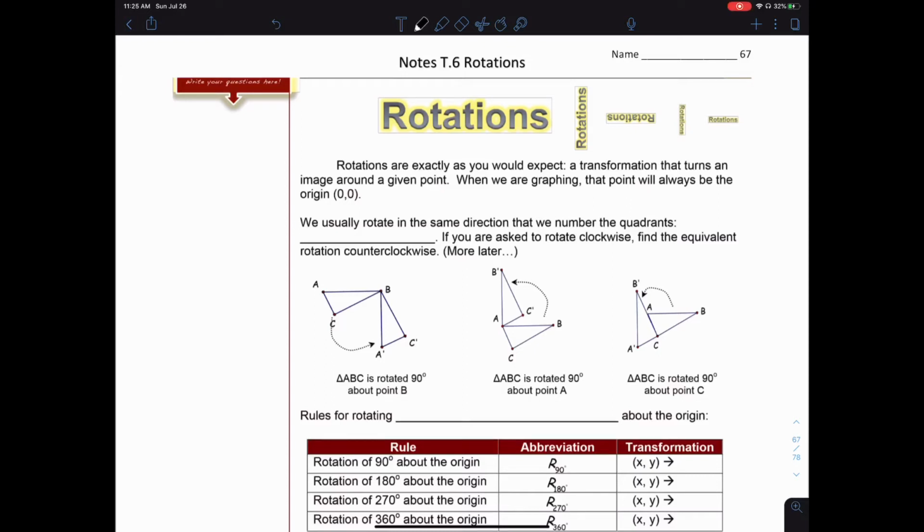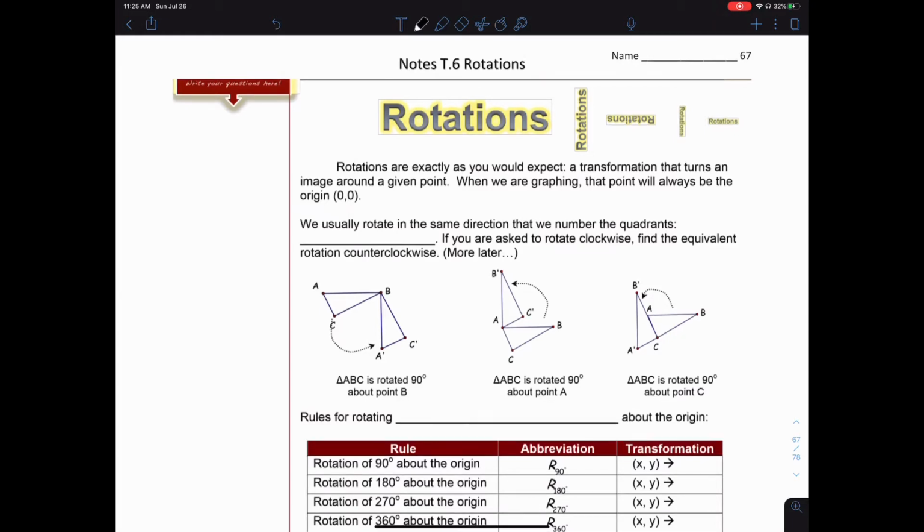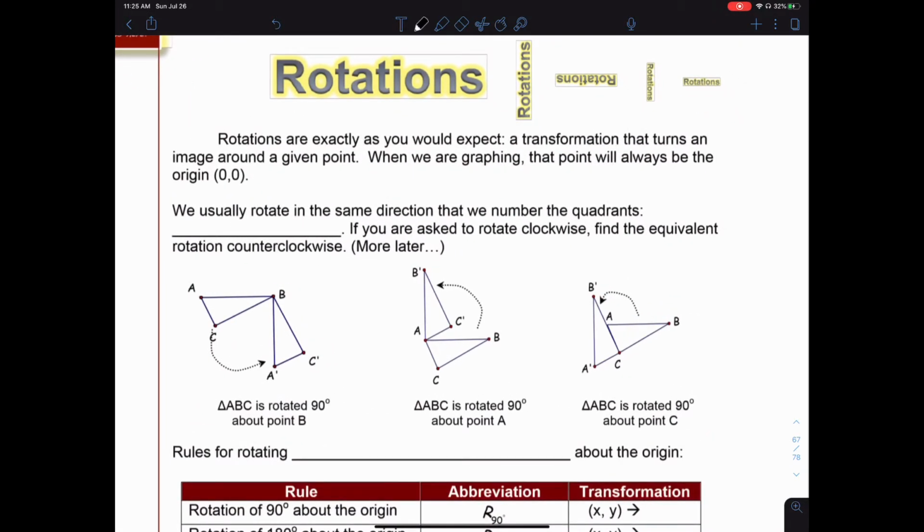Geometry notes, transformations, section 6, rotations. Rotations are exactly what you would expect. A transformation that turns an image around a given point. When we are graphing, the point will always be at the origin, 0, 0. Let's go ahead and say usually. If it's at the origin, it makes it much easier, but it doesn't have to be, technically.